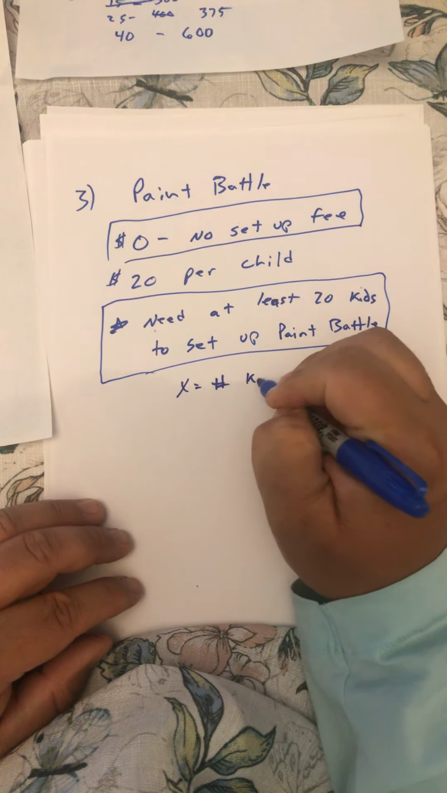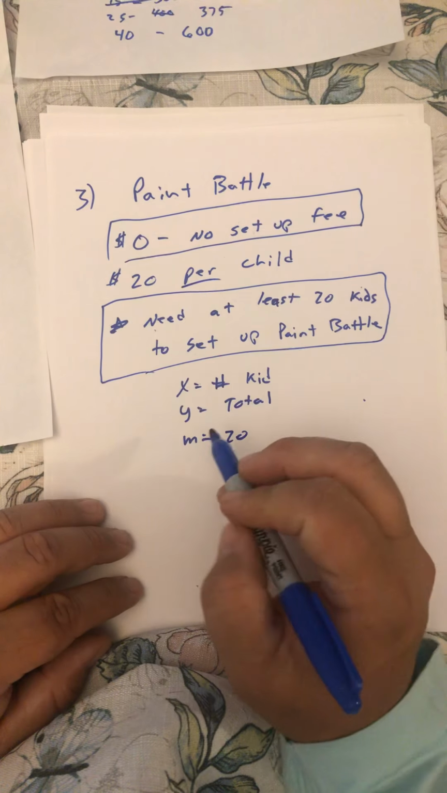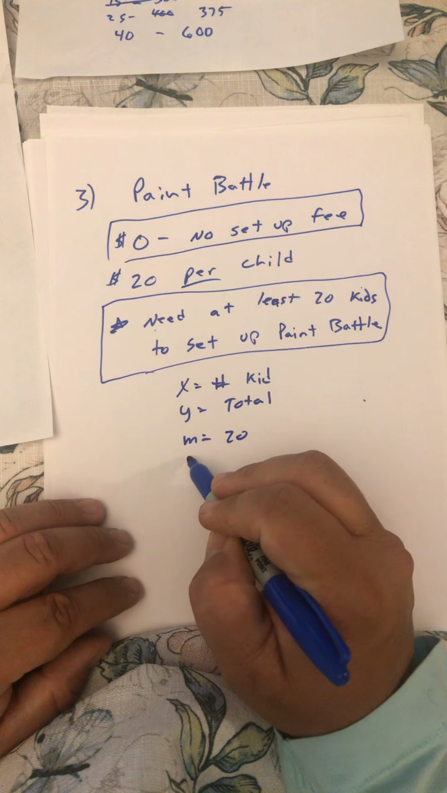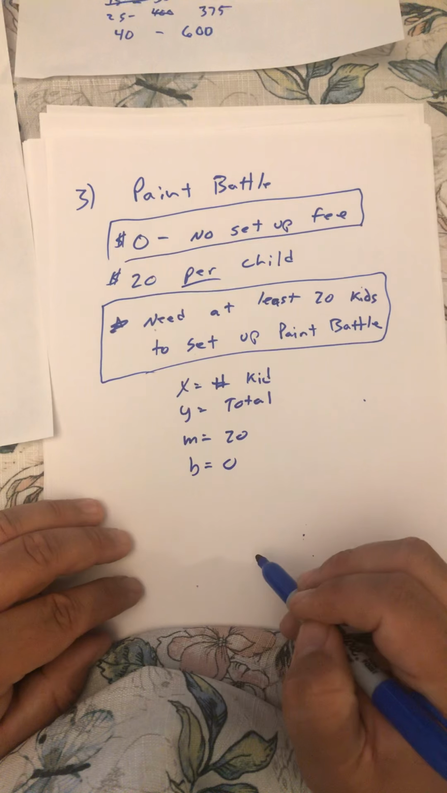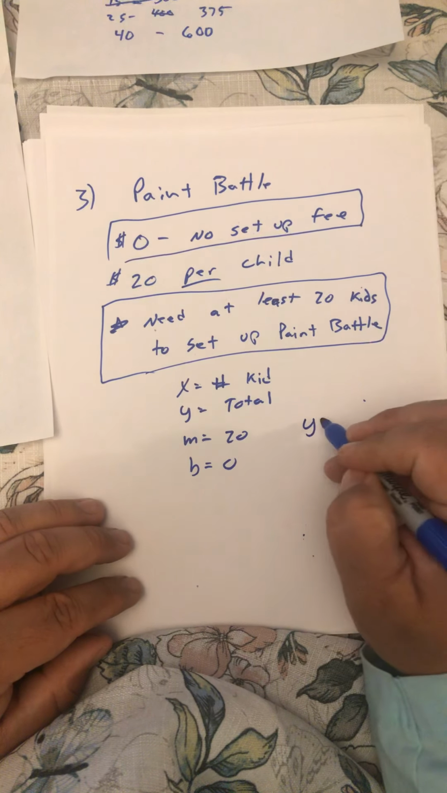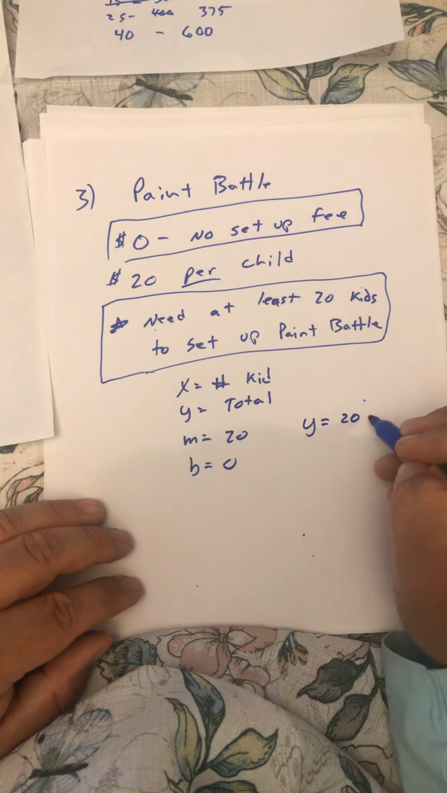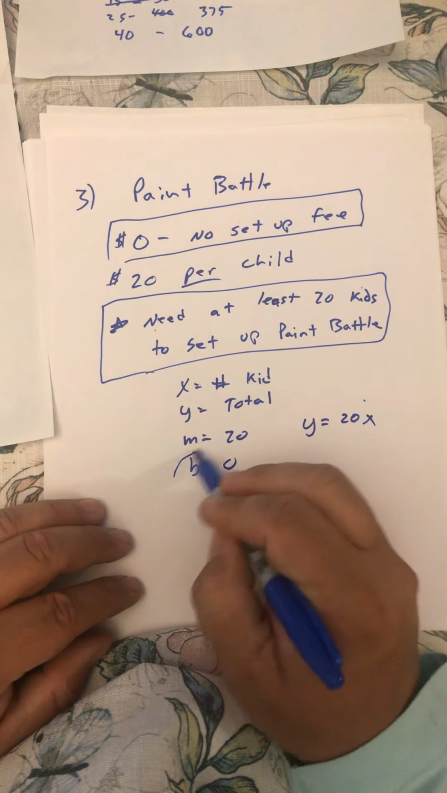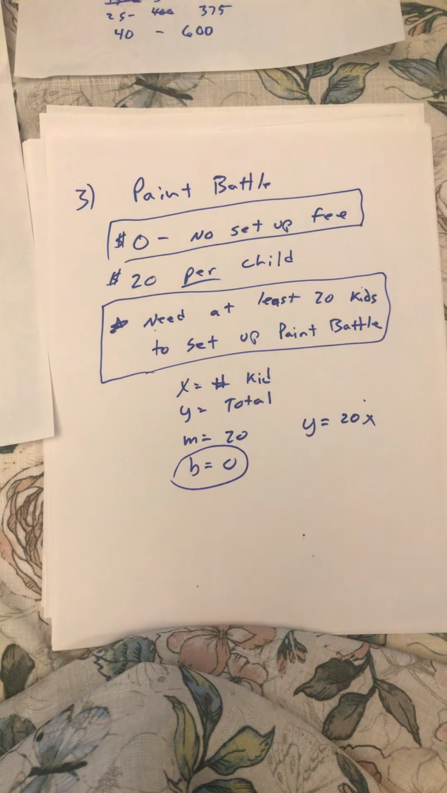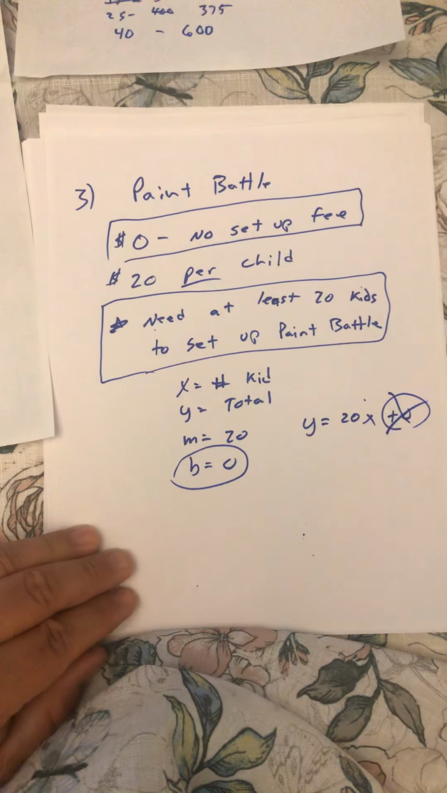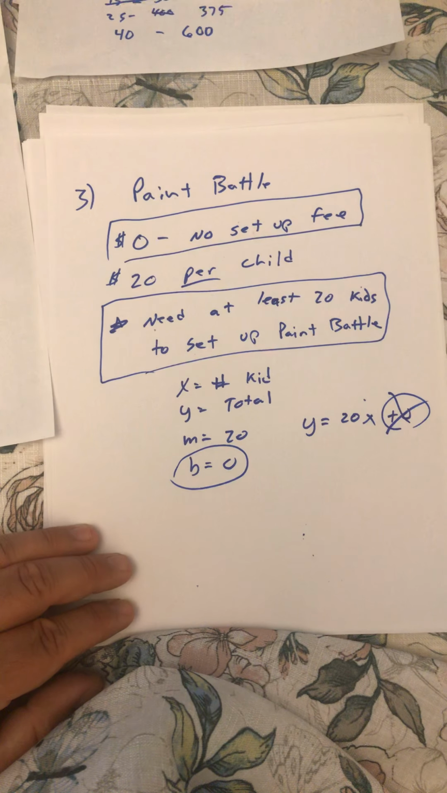Our M now is $20 per child, so you see that has that word per, and our B is 0. So when I write my equation, it is Y equals 20X. Since this is 0, it does not change. It would just be plus 0, and no matter what I multiply, adding 0 doesn't matter, so we don't need to write that on there.